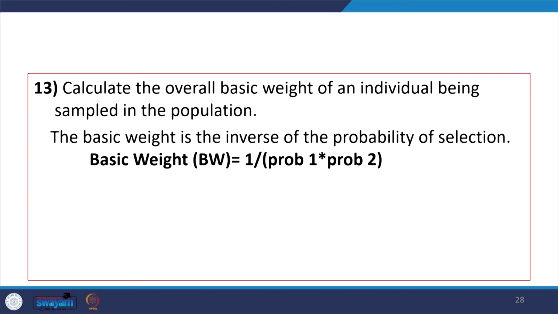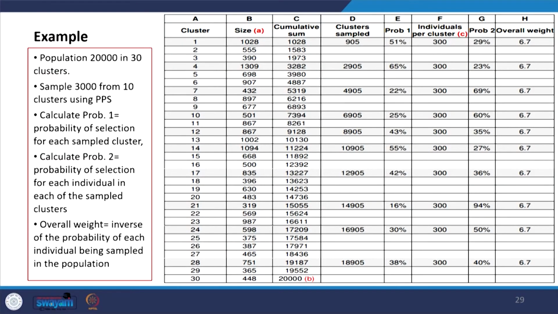Then we calculate the basic weight of each individual being sampled in the population. The weight is simply the inverse of the probability of selection. The basic weight will be the inverse of its probabilities, like 1 upon probability 1 times probability 2, that we can do. Here is the example of how we followed.